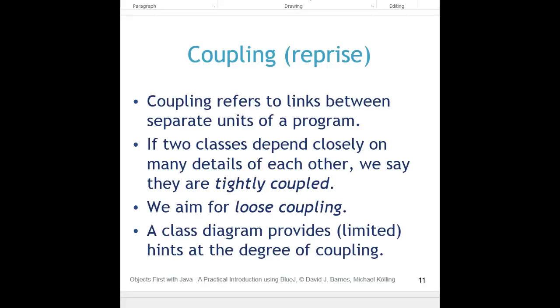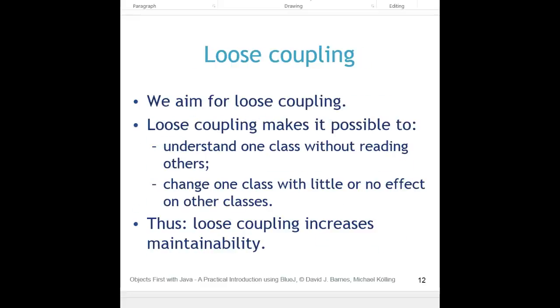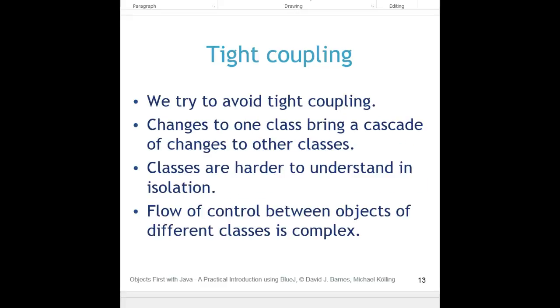A class diagram, as we said, can provide a hint for us on how exactly our classes are linked to each other. So we are aiming for loose coupling. But remember, we are also aiming for high cohesion. Loose coupling makes it possible for us to understand one class without having to read the other classes, and, as we said, to change one class with little or no effect on the other classes. So you don't have to change many classes in a program if you change just one class. Loose coupling also increases manageability.